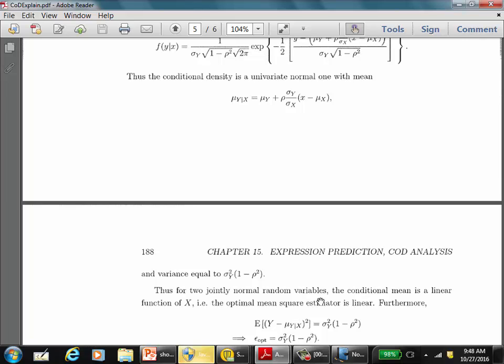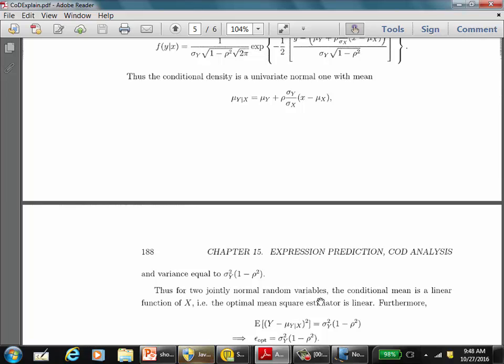So look, what has happened? The conditional mean of y given x is actually a linear function of x, because the x is appearing here linearly. So in this case, the conditional mean is linear, and you actually have the best estimate even if you restrict yourself to the class of all linear estimators. And this variance is equal to sigma y squared times 1 minus rho squared. Well, this is going to be your epsilon opt. This is the error of the best estimator that you can get.